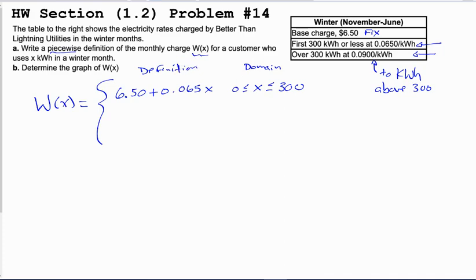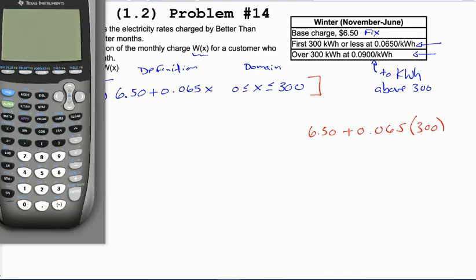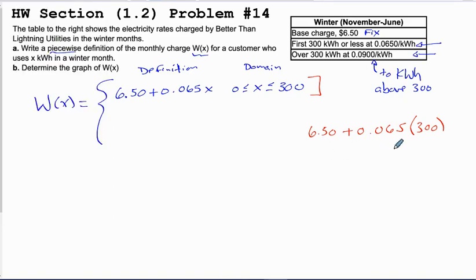So what happens when we go above 300 kilowatt hours? Well, first we have to calculate how much is 300 kilowatt hours. So we're going to say 6.50 plus 0.065 times 300. Let's plug that into a calculator. 6.50 plus 0.065 times 300 gives us 26. So that means that someone who uses exactly 300 kilowatt hours will pay $26, and that includes the base fee and the 0.065 per kilowatt hour.